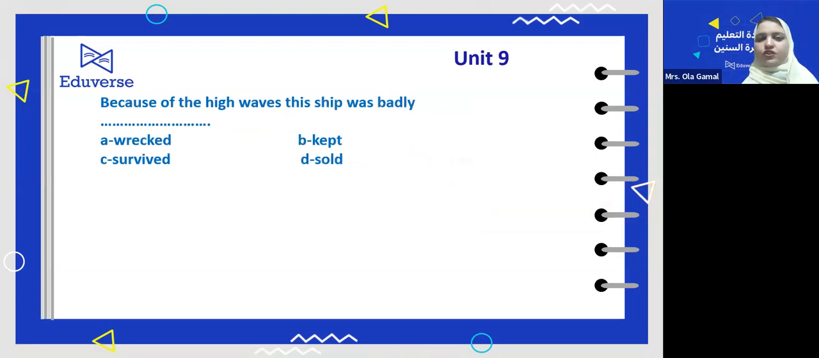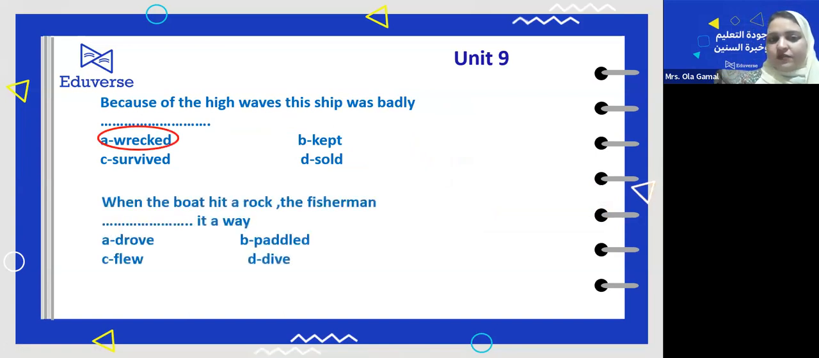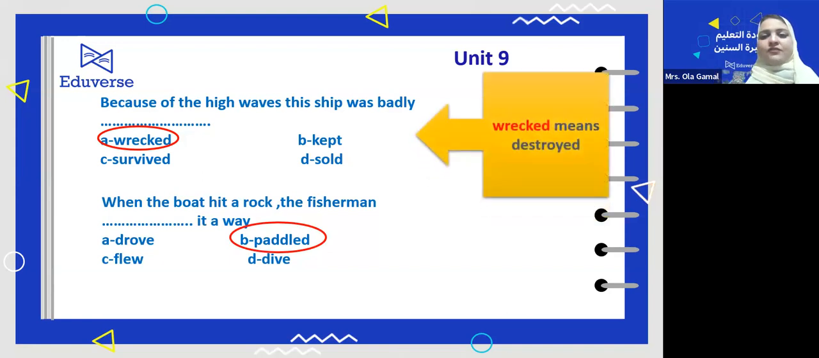Let's move to this question. Because of the high waves, this ship was badly what? Wrecked, kept, survived, or sold. Yes, badly wrecked. For the next question, when the boat hit a rock, the fisherman paddled it away. Paddled here means to try to move the boat using two big wooden paddles. And for the first question, wrecked means, as we know, destroyed or damaged.